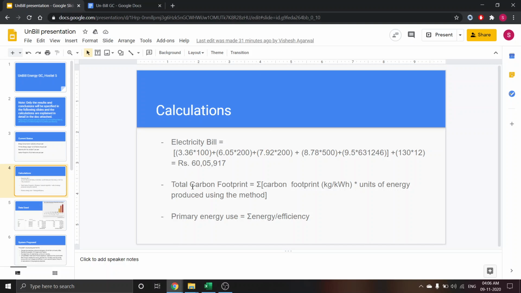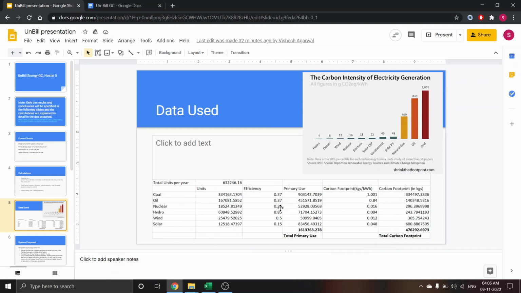The total carbon footprint was calculated using the carbon footprint of a particular method times the units of energy produced using that method, and the primary energy usage is the energy consumed divided by the efficiency. This is the data used. Given a particular total units per year, we have made formulas in Excel which directly give us the total primary energy use and the total carbon footprint. This makes the calculations a lot easier as well. We have the carbon intensity of different electricity generation methods here, which includes hydro, ocean, nuclear, as well as oil, coal, etc.